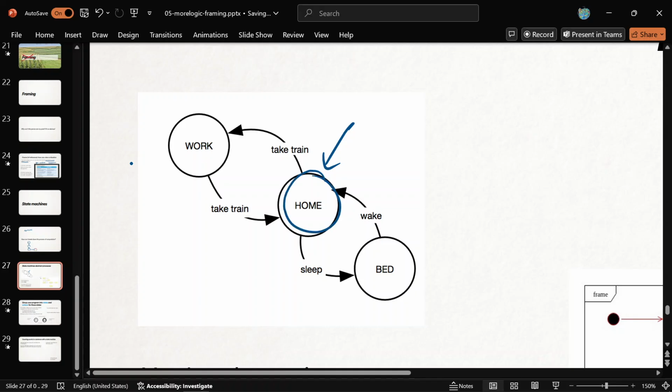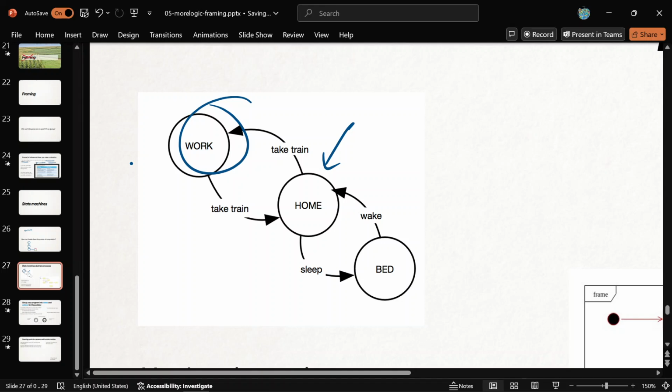And then, all right, so you're at the home state. Maybe it's a work day, like it is today. And so you want to go to the work state. You only have one way to get there. You have to follow this transition. Take the train. You have to get to work through that, and that'll move you into this state. All right, there's no other way. You don't have a car. You must take the train. All right. Now you're at the work state.